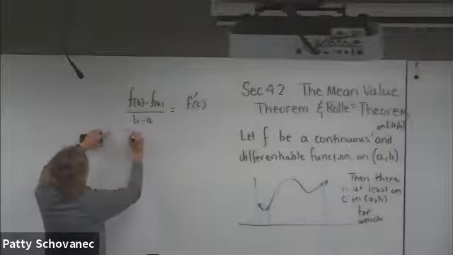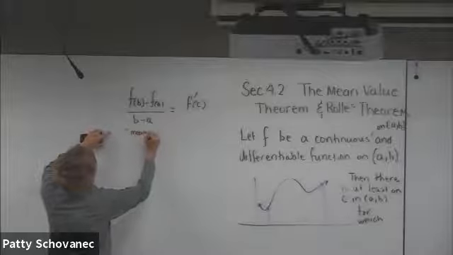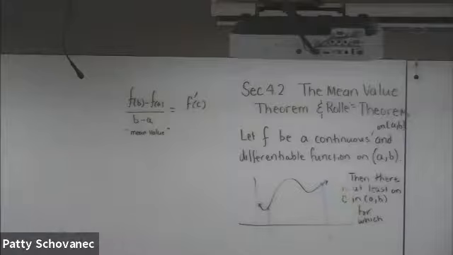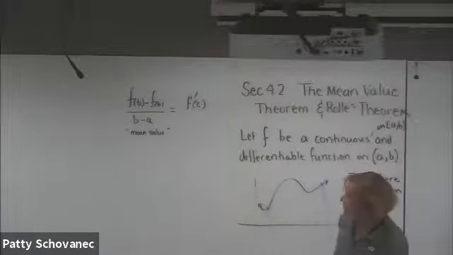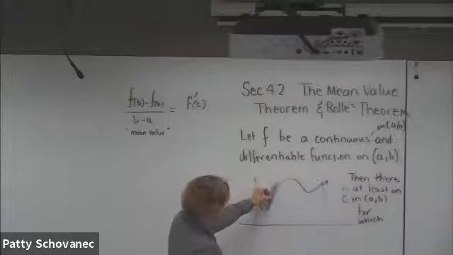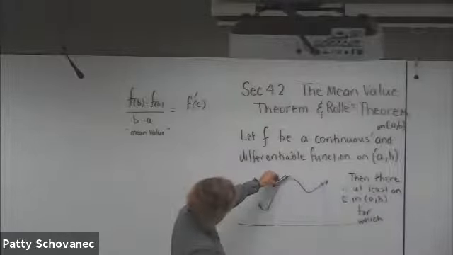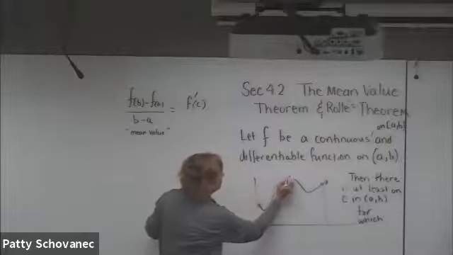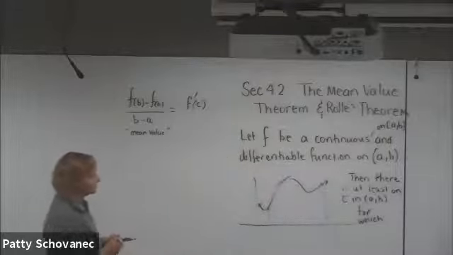This is called the mean value. The slope of the line that connects the endpoints. So in the picture that I drew, trying to go through this again, we see where that would be. Maybe about right here. Is it parallel?